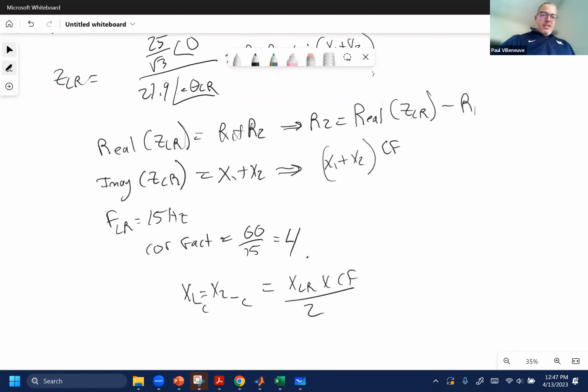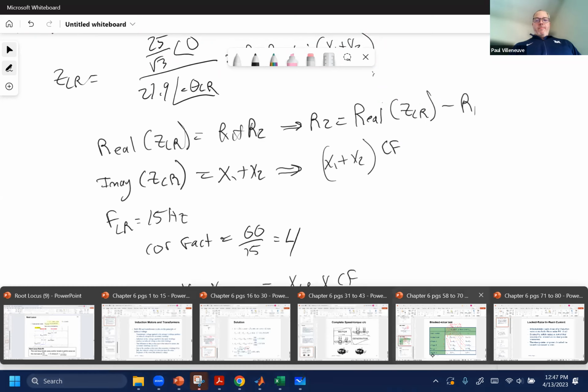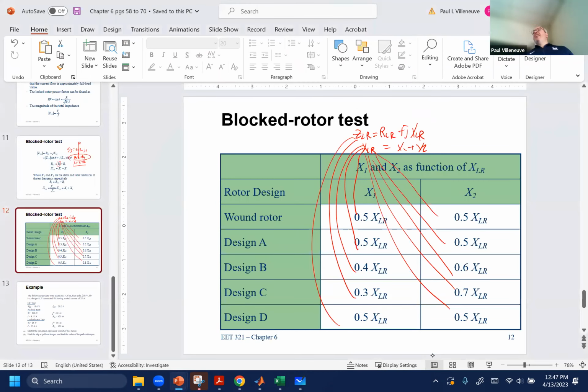So X1 equals X2, which is equal to my locked rotor value multiplied by the correction factor divided by 2. The NEMA design A, right? X1 is equal to 0.5 XLR and X2 is equal to 0.5 XLR. So they're the same value and they're exactly half of the locked rotor reactance.